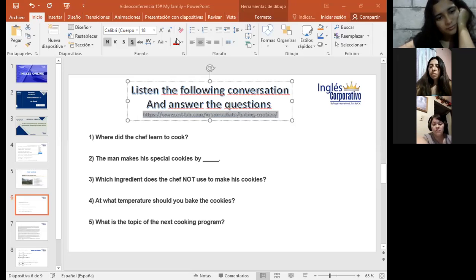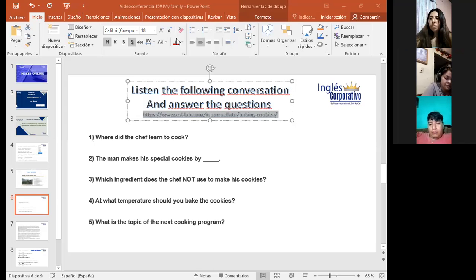Okay. So the answer is the form correct. Say Jonathan. Well, in that case, where did the chef learn to cook? The answer is at the family member's home. That's because he mentioned that he started cooking many years ago when his grandmother taught him, so that's the answer. So at the family member's home.